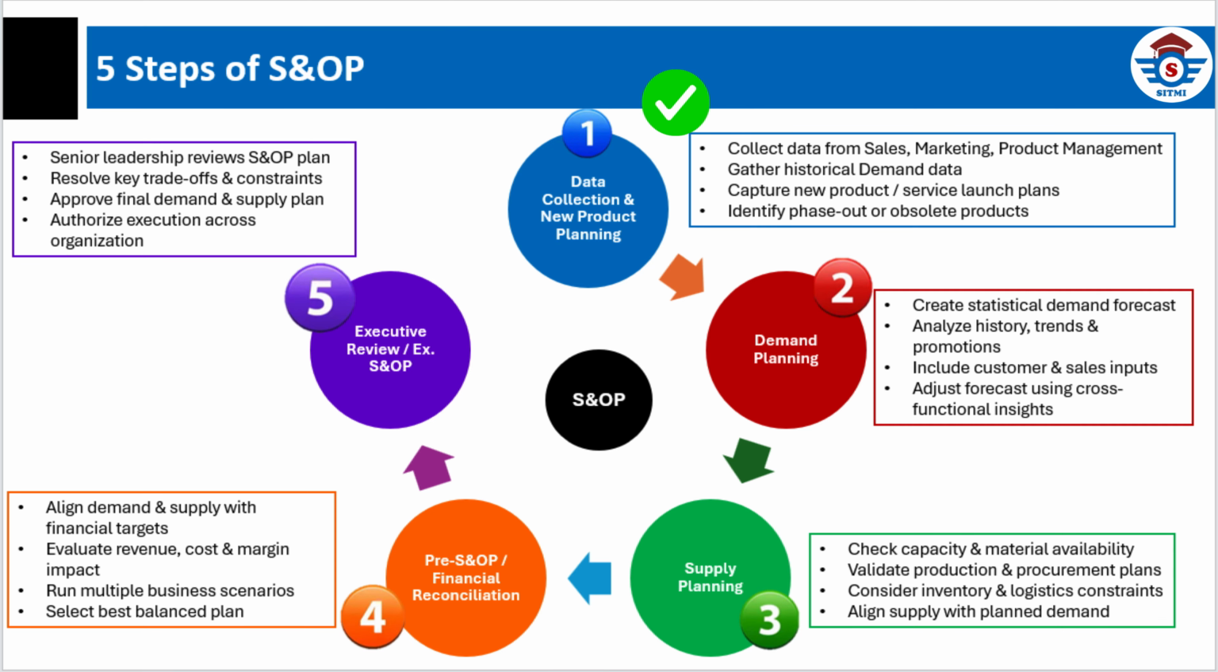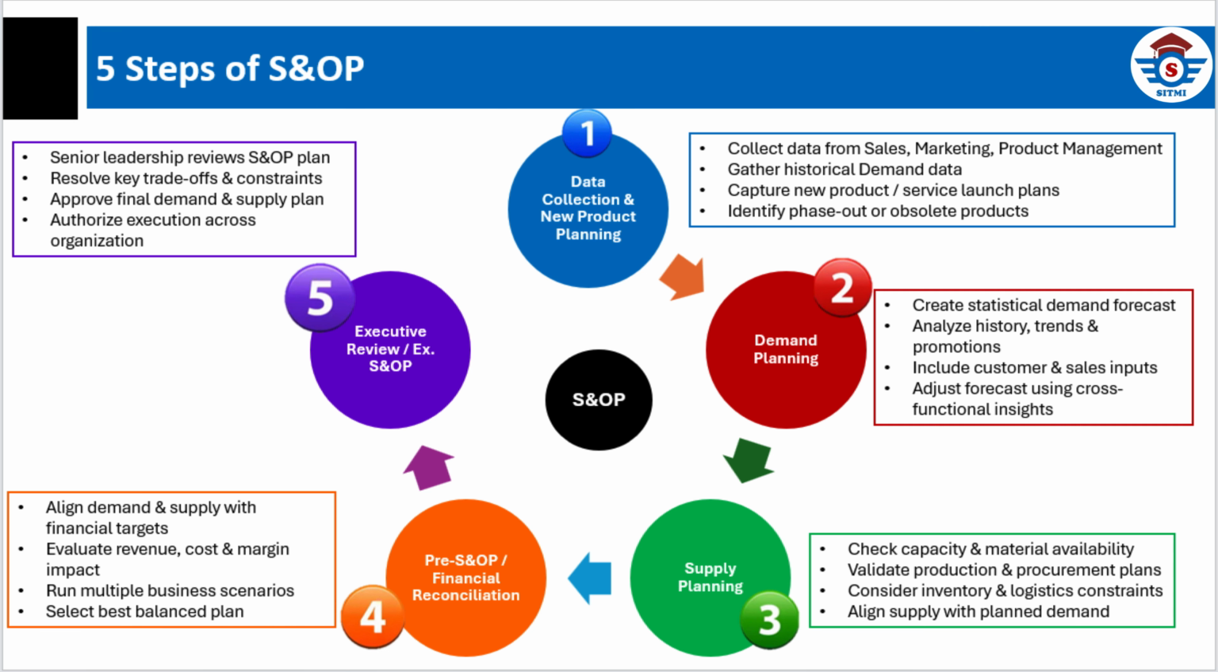We have already seen that Step 1 is data collection and new product planning. In this step, we collect data from different departments like sales, marketing, and product management. We also collect data from our end customers, who usually give their forecast inputs. We also collect historical demand data from the ERP systems. We also capture the new product launch or phase-out plans from the product management department in this step, and finally, we collate all this data as baseline data.